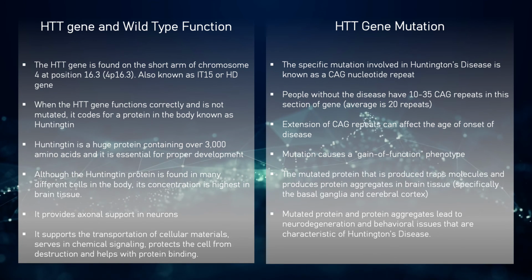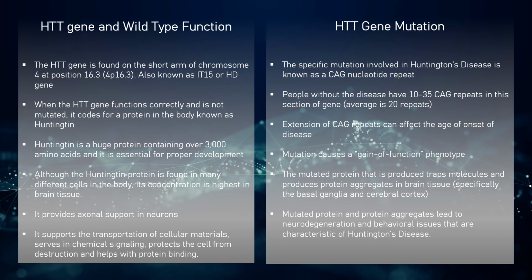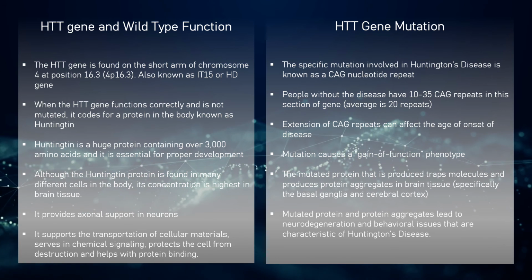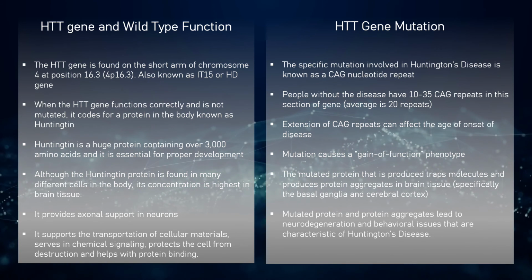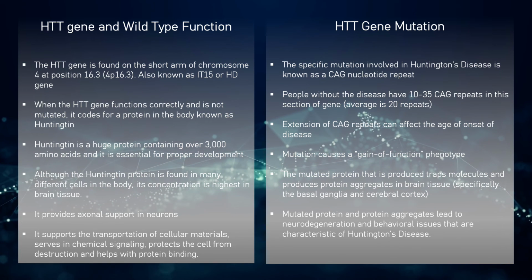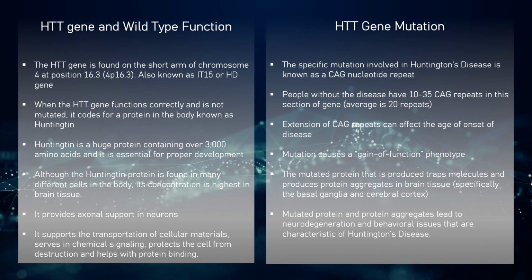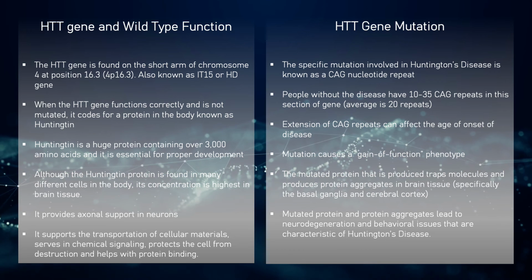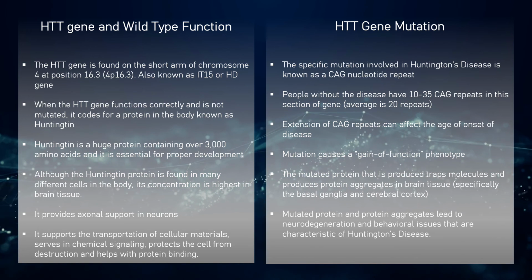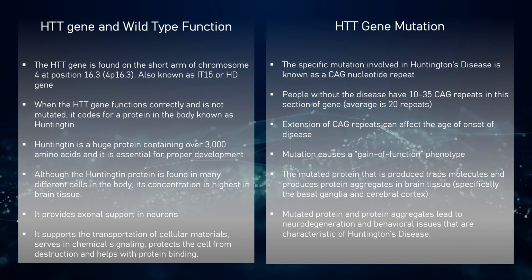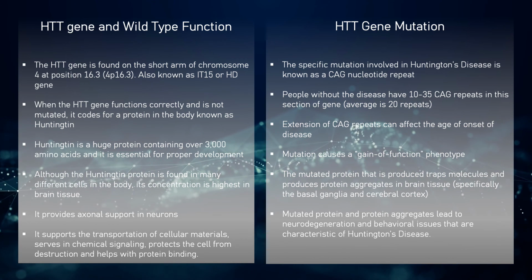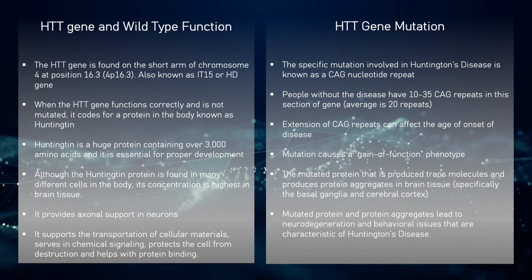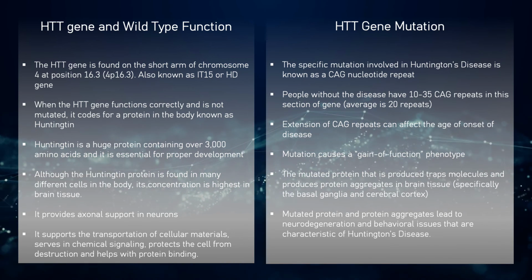The mutation causes what's known as a gain of function phenotype, and this is because the protein that is formed from the mutation actually takes on its own function. The mutated protein that is produced traps molecules and produces protein aggregates in the brain tissue, specifically in the basal ganglia and cerebral cortex. The mutated protein and protein aggregates lead to neurodegeneration and behavioral issues that are characteristic of Huntington's disease.